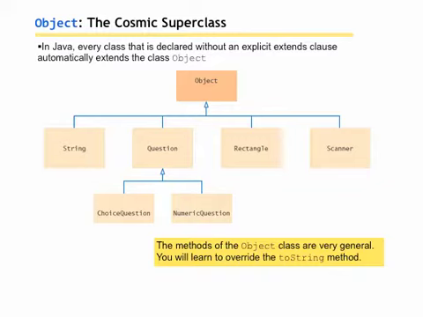Let's talk about object. Object is the super duper class, as we've been calling it in class, and your book calls it the cosmic superclass, because every class in Java is implicitly derived from object. So every class in Java implicitly has object as its superclass. Some classes that we may have used: the string class, the scanner class, rectangle is another common one, part of the abstract windowing toolkit, and the question class that we've talked about in this chapter. So all of those have as their parent object.